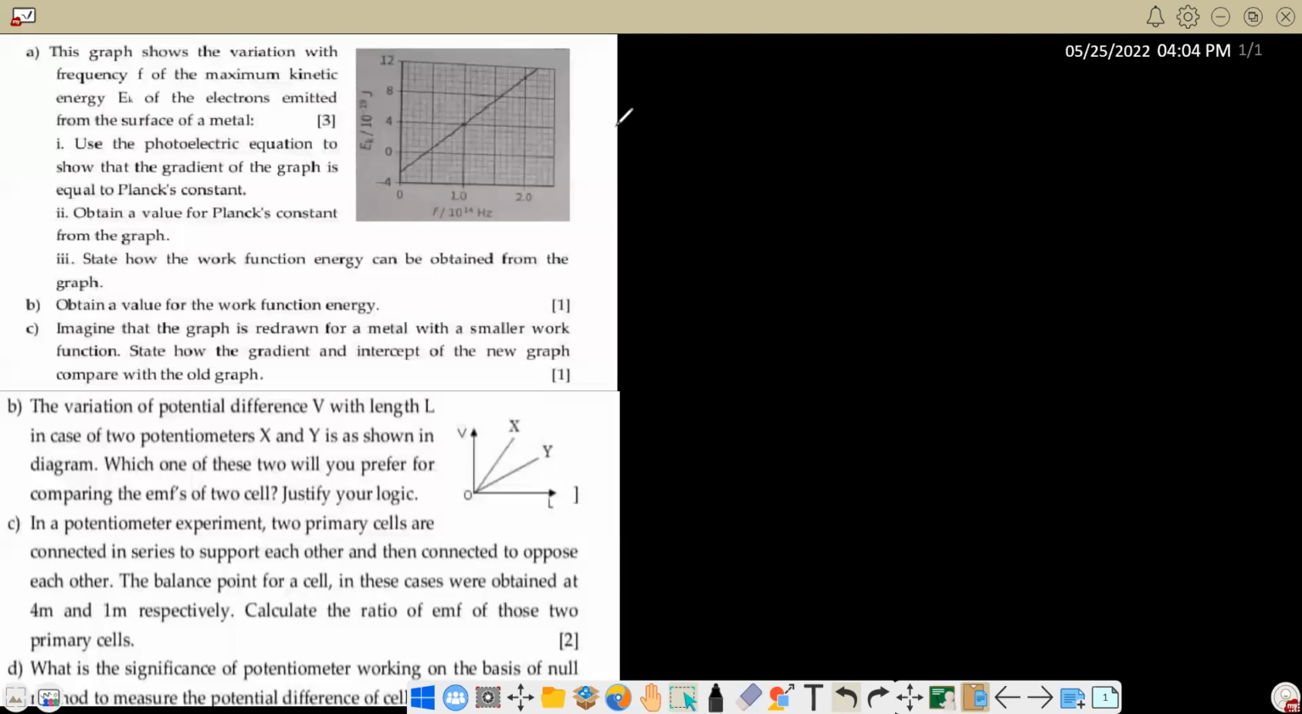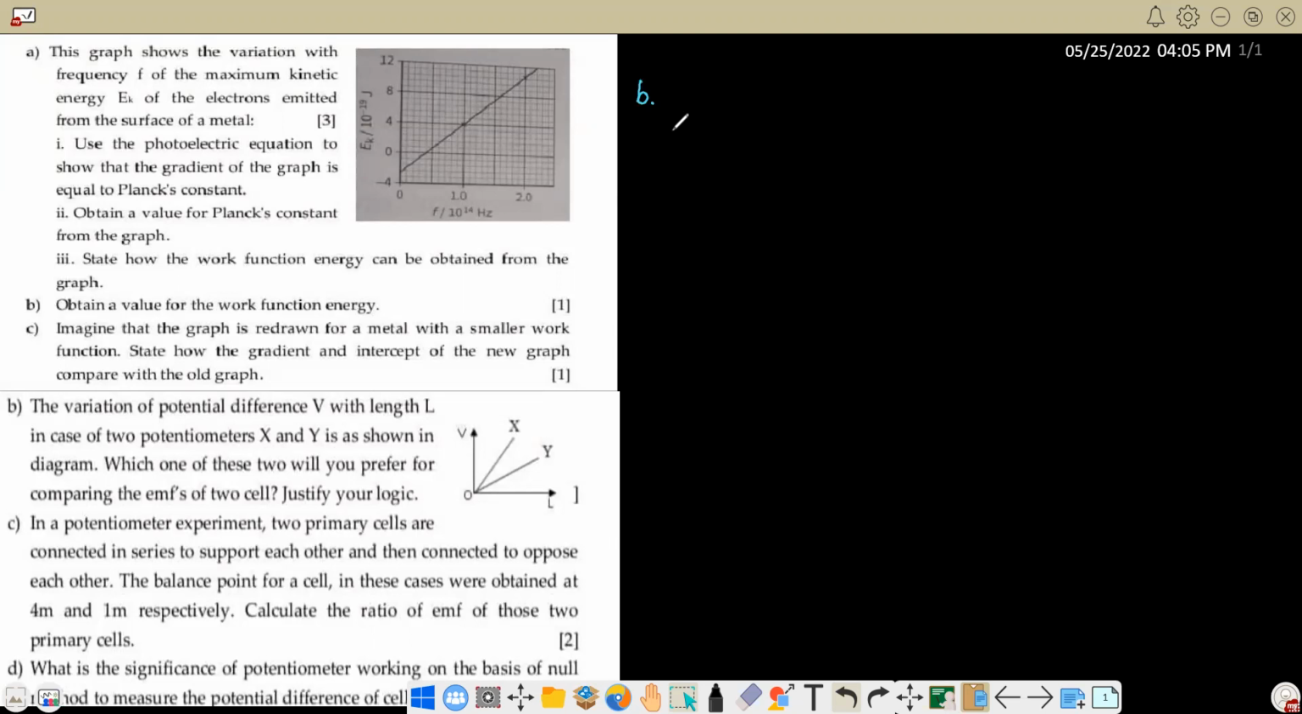Okay, let's move on to another question, and that is the lower one graph. Okay, so here I'm going to talk about this question number B first, and we will be looking forward for this C and D as well. The variation of potential difference V with L in two potentiometers X and Y are given in the diagrams. Which one of these two will you prefer for comparing the EMF of two cells? So I need to justify these things.